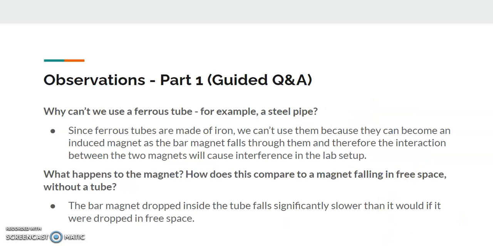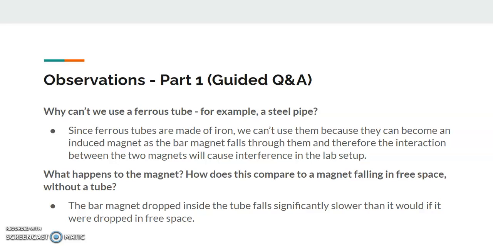Based on my observations while performing this experiment, I was able to answer the following questions. When asked why we can't use ferrous tubes like steel pipe while conducting the experiment, I observed that since ferrous tubes are made of iron, they can become an induced magnet as the bar magnet falls through them, and therefore the interaction between the two magnets will cause interference in the lab setup.